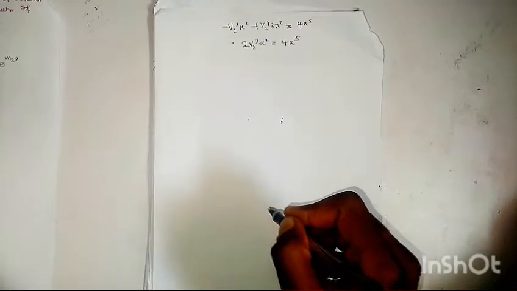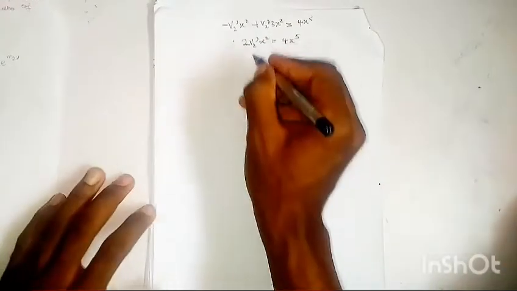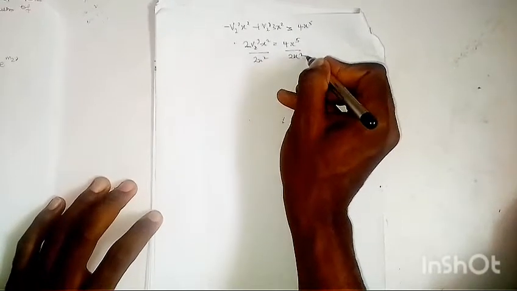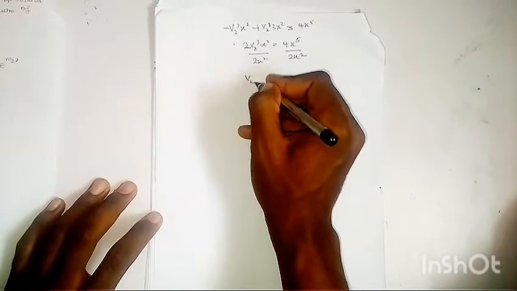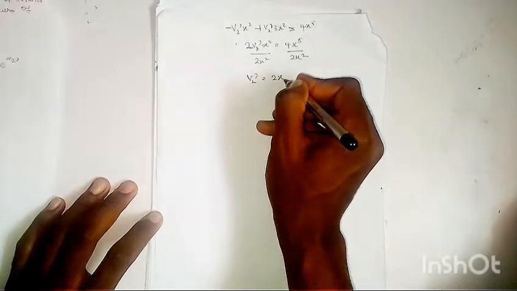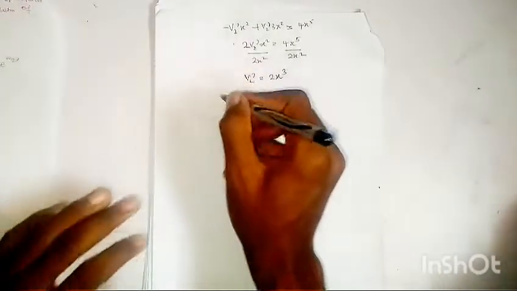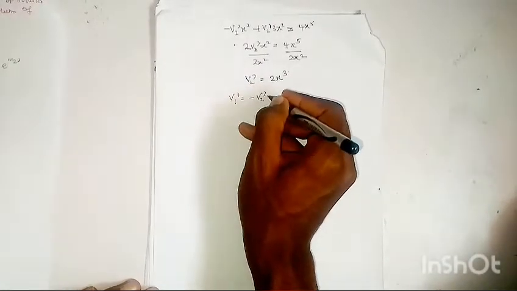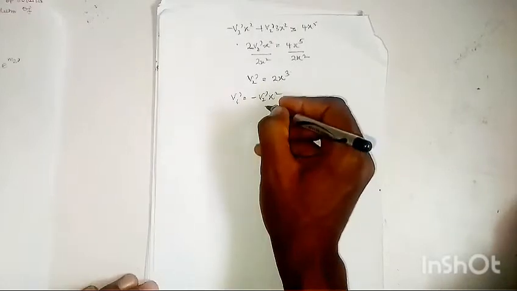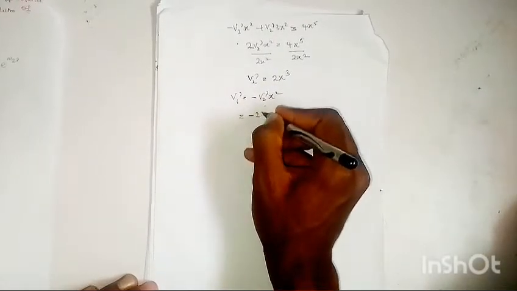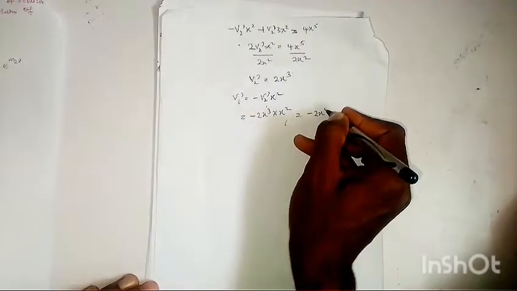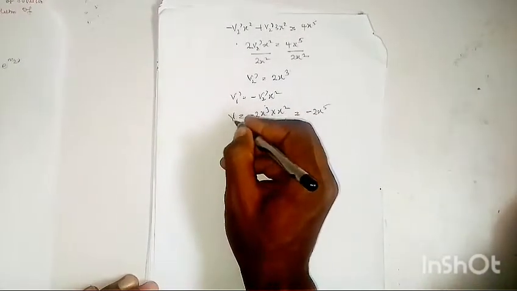So now solving this, dividing both sides by 2x raised to the power 2, my v2 prime is equal to 2x raised to the power 3. Now, since we said my v1 prime is equal to minus v2 prime x squared, bringing my v2 prime into this equation, we have minus 2x raised to the power 3 times x raised to the power 2, which equals minus 2x raised to the power 5. So this is my v1 prime.